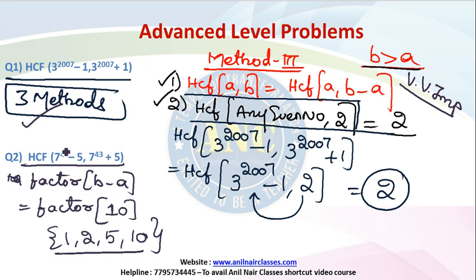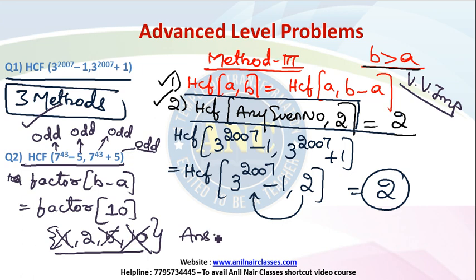Now 7 is an odd number, and an odd number power any number is odd. 5 is odd. Odd minus odd is even. 7 is odd, 5 is odd, and odd plus odd is even. HCF of two even numbers is an even number. So 5 is out, 1 is out. Are you all with me? If a number is not divisible by 5, how can it be divisible by 10? The answer for this question is 2.